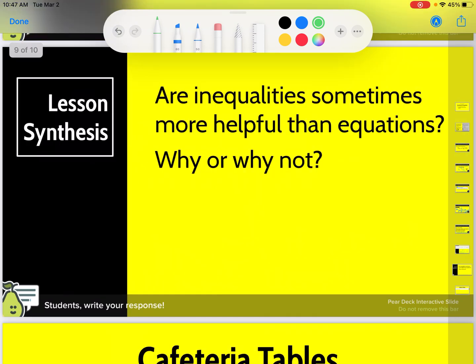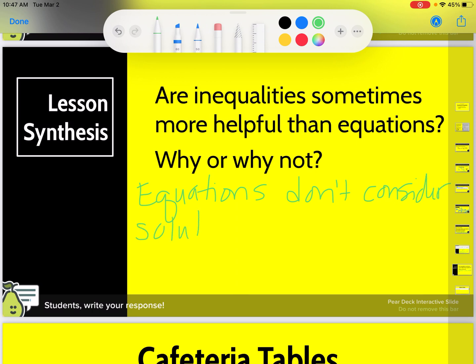So then it says, are inequalities sometimes more helpful than equations? Why or why not? Well, equations give you an exact answer. So equations don't consider solutions that could be more or less.